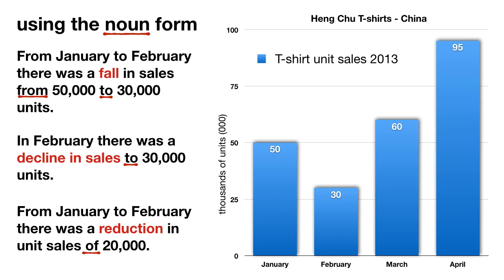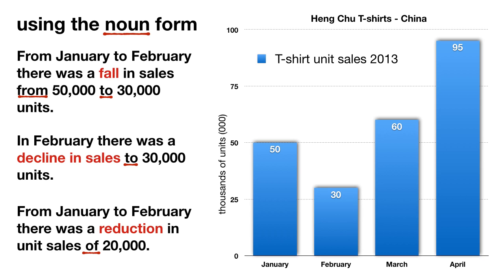the noun forms of the verbs we used in the previous slide. And here are the examples. From January to February, there was a fall in sales from 50,000 to 30,000 units. In February, there was a decline in sales to 30,000 units. And the third one, spot the difference here in the preposition. From January to February, there was a reduction in unit sales of 20,000. Now, just to make things more exciting, in this particular sentence, we use the preposition of, a reduction of an amount.